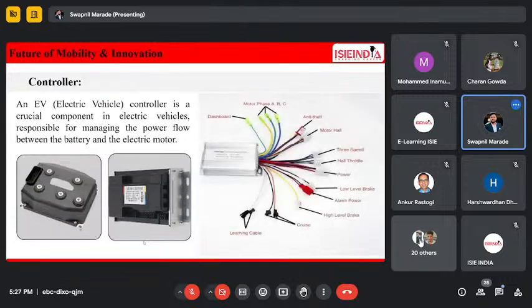Second is the controller. The EV controller is a crucial component of an electric vehicle, responsible for managing the power flow between the battery and the electric motor. So it is placed between the battery and the motor.